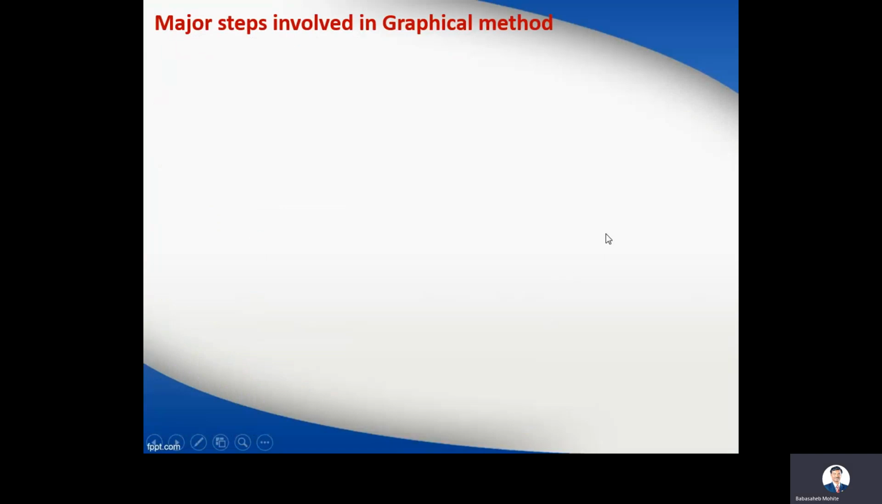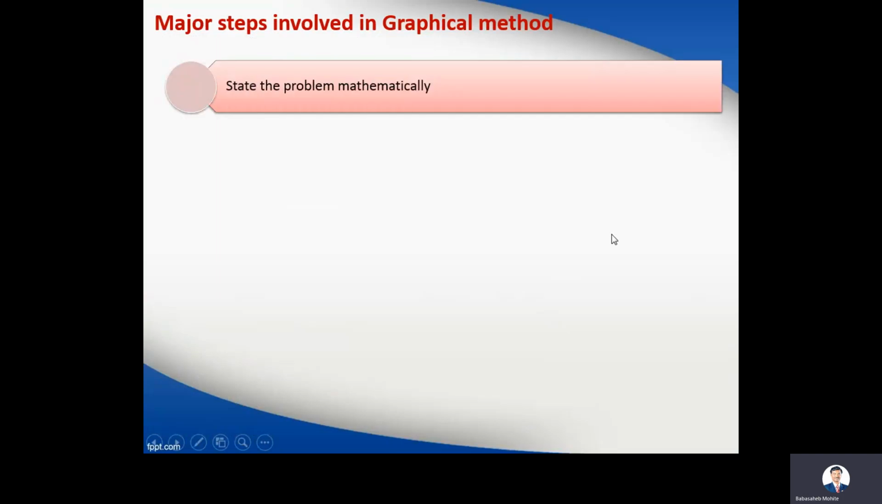To solve using the graphical method, we have to understand some major steps involved. The first step is to state the problem mathematically. If the problem is not in mathematical format, if it is available in sentence format or not available in the standard format of LPP, then you have to formulate that problem in mathematical form. This is the first step. How to formulate this, we have discussed in the previous lecture.